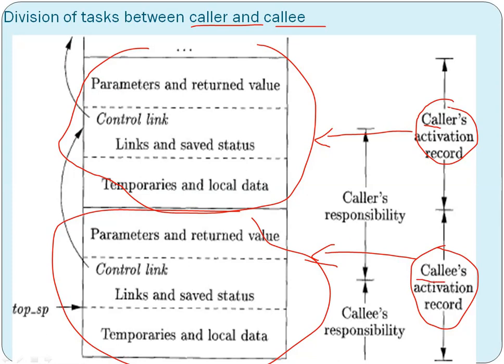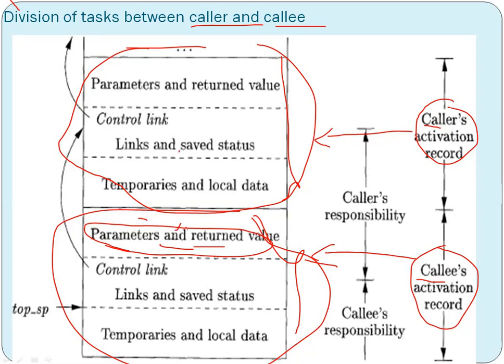See here, this is the caller function. Caller function information is stored in the stack using an activation record. This is the activation record of the caller function. Next, this is the callee function. Callee function related parameters and return values are accessed by the caller function. So the data that is accessible to the caller function are placed near the caller activation record in this form.